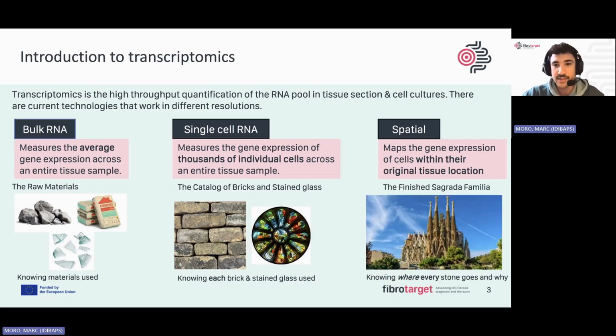And finally, we have spatial transcriptomics, which basically maps gene expression while preserving the location in the tissue. So this would be like looking at the finished building. We see the stones, we see the glass, and crucially, we see exactly where these pieces are located relative to each other. So we are able to understand the architecture.